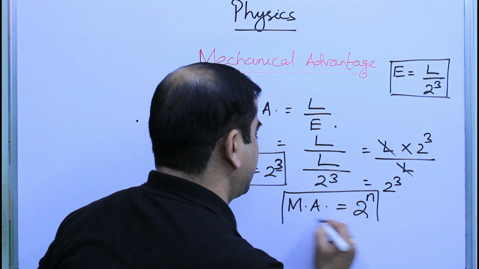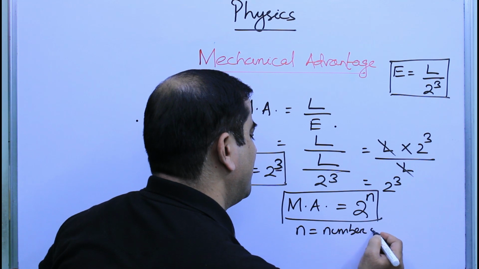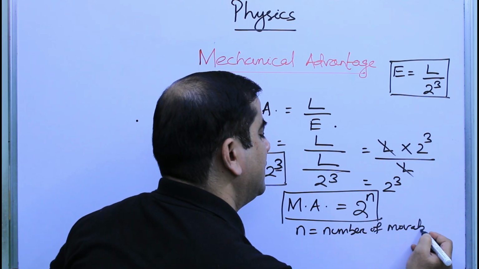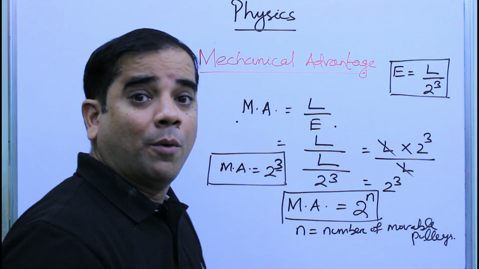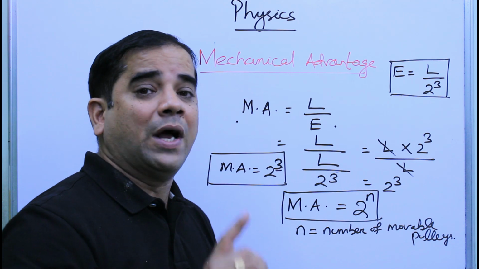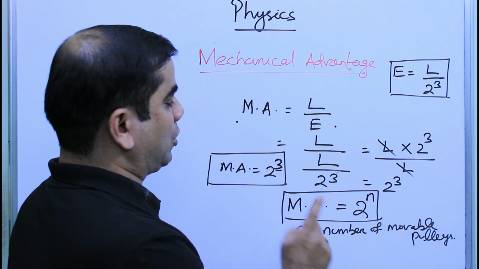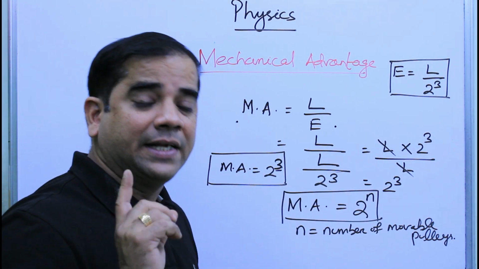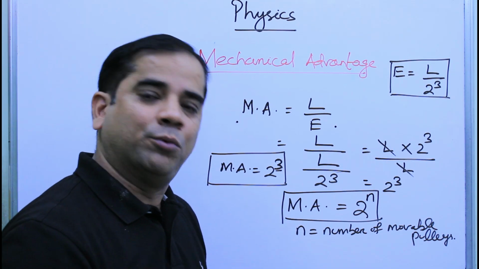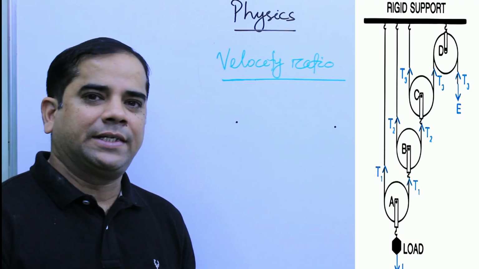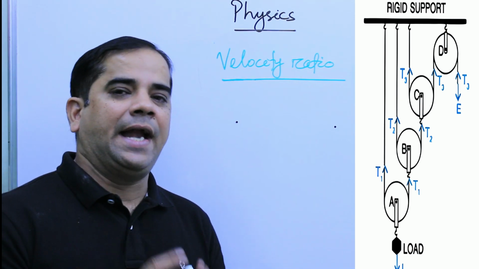We can write it like this, where n is equal to the number of movable pulleys. Okay. So mechanical advantage for a system of pulleys where there is a fixed pulley connected to a number of movable pulleys is equal to 2 to the power n, where n is nothing but the number of movable pulleys connected to the fixed pulley. Okay. Hope you understand.